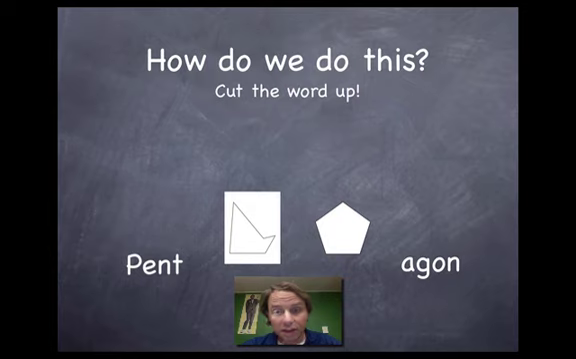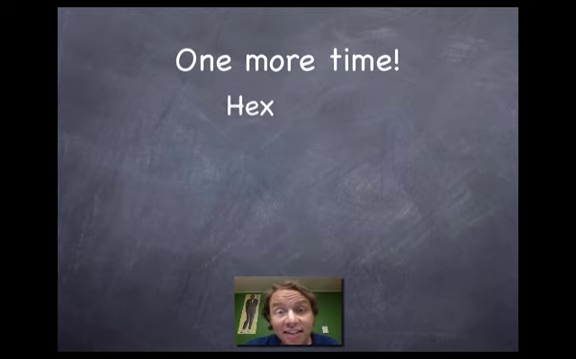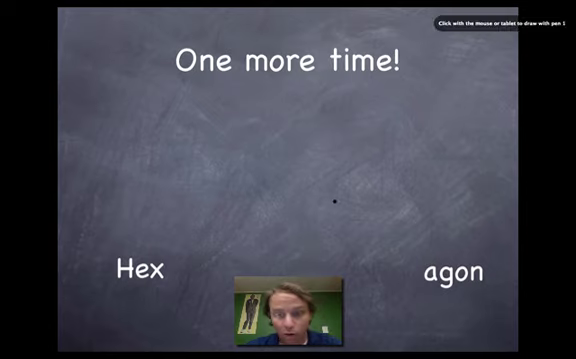All right, let's do that again. We're going to chop the word up one more time. Hexagon. All right, let's break it up. We've got hex, and we've got agon. You remember what gon means, right? It just means a polygon, right? So hex then. Let's get to the more important part of the word, hex.